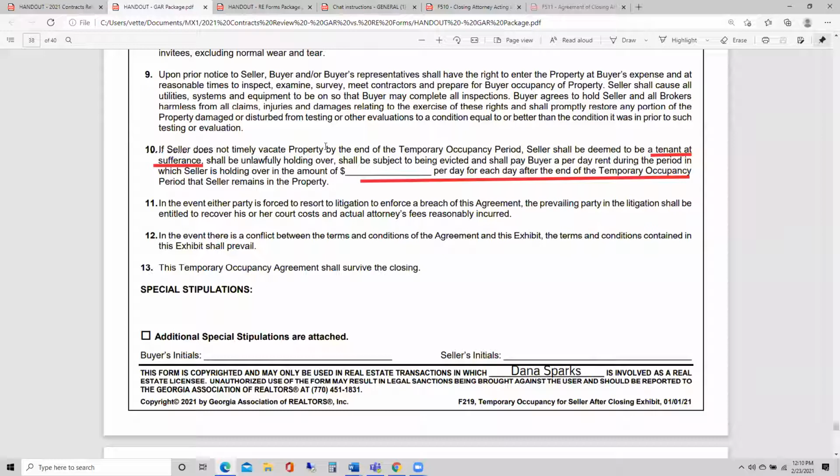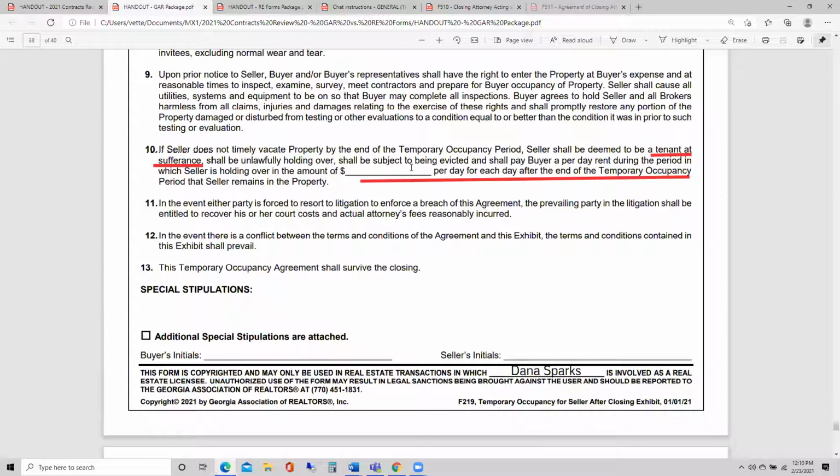seller shall be deemed what's called a tenant at sufferance and shall be unlawfully holding over and shall be subject to being evicted and shall pay the buyer a per day rent during the period in which the seller is holding over, in the amount of X dollars per day after the end of the temporary occupancy. So this dollar amount is only after, let's say the buyer gives the seller 5 days to stay in the property, temporary occupancy. At the end of that 5 days the seller is not out. That is when this per diem kicks in.